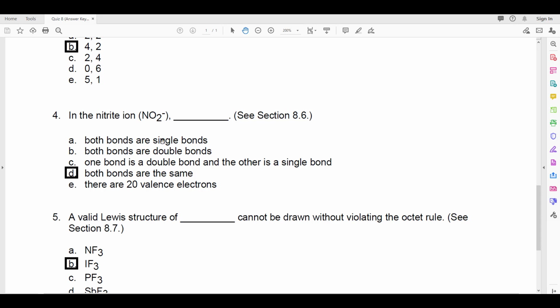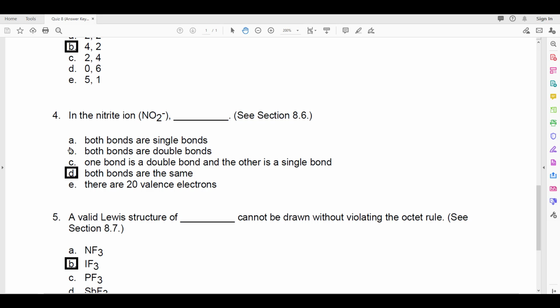So which of these is true? Option A says that both bonds are single bonds. That's not true. And I don't know which both bonds it's talking about. I guess the bonds between the nitrogens and the oxygens. B says both bonds are double bonds. Also not true. Option C says one bond is a double and the other is a single.